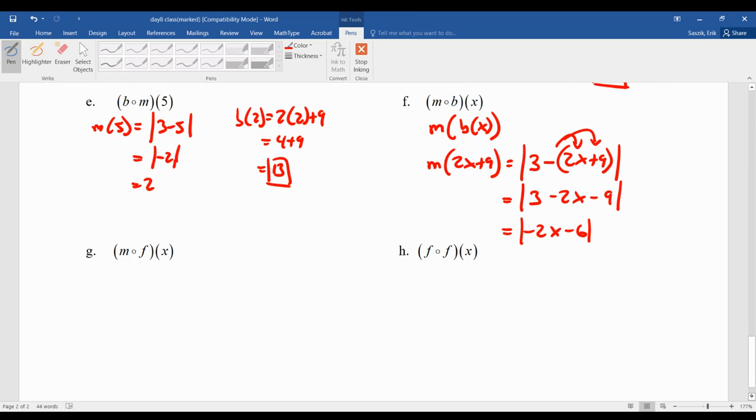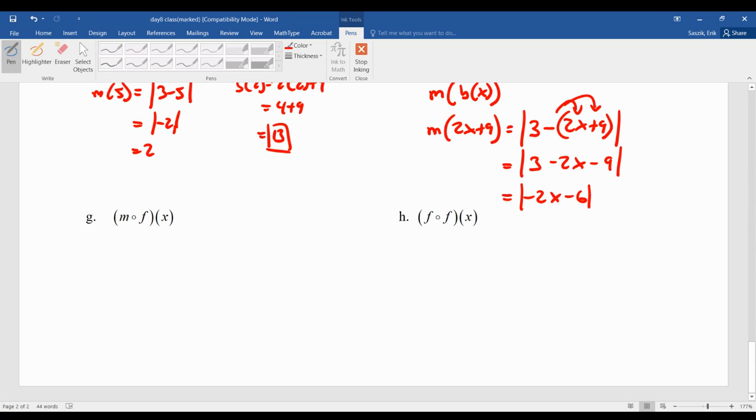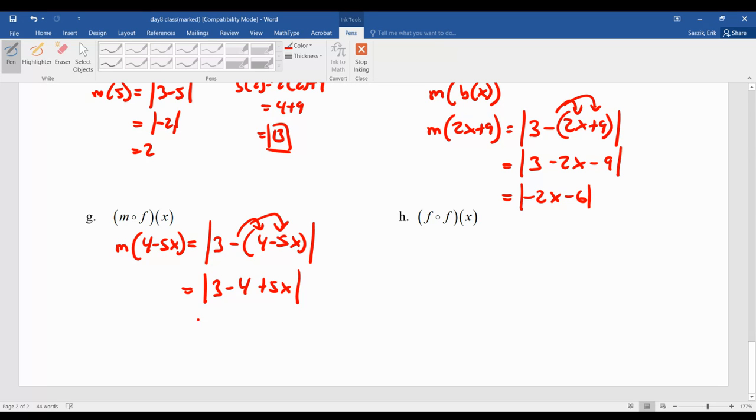Okay, so you might want to try these bottom two yourself. M of f of x. That means I have to do m of f of x. Well, f of x is 4 minus 5x. So I'm going to look at the m function. I'm going to replace x with 4 minus 5x, but I'm going to put parentheses in. I'm going to distribute just like I did the negative 1. I'm going to combine. What? Actually, there's nothing to combine with the x, right? So I'm just going to write the 5x in the front. 3 minus 4 is negative 1.